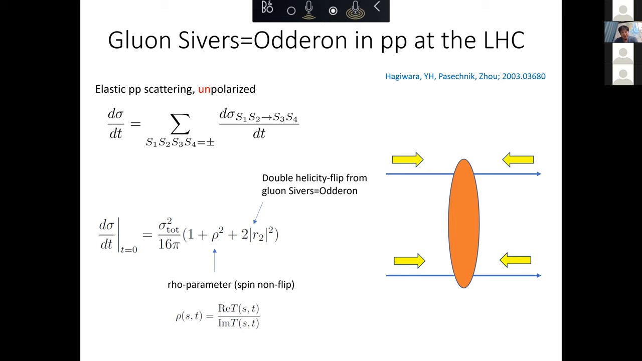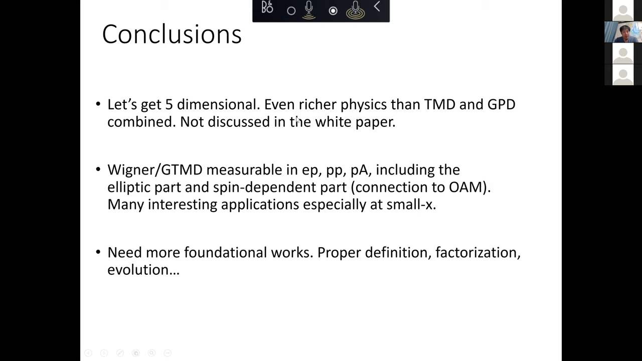That's an interesting connection. So let me conclude. It's the conclusion of the second part. My main message is that let's get five-dimensional. There's been lots of work done for TMD and GPD, but the Wigner distribution has even richer information than TMD and GPD combined. So they can be measurable in EP especially, and there's an interesting connection to the orbital angular momentum. I think this is the only way to measure the orbital angular momentum of the proton.